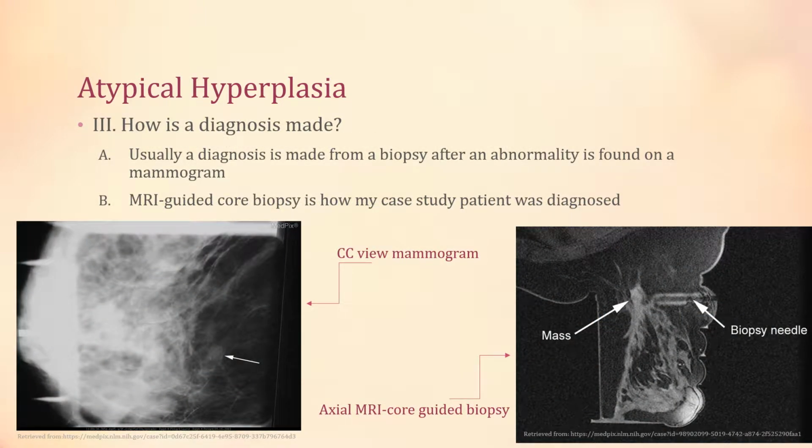How is a diagnosis made? Usually, a diagnosis is made from a biopsy after an abnormality is found on a mammogram. MRI-guided core biopsies are a great tool to diagnose atypical hyperplasia and also determine malignancy or a cancerous mass. Below I have provided two images. One is a CC view of the mammogram, and one is an axial MRI image that shows the biopsy needle going into the mass.